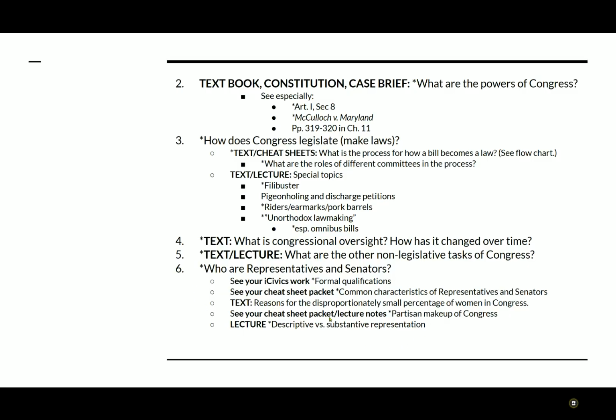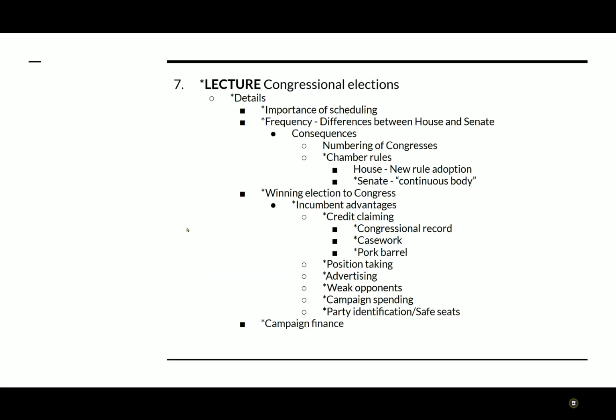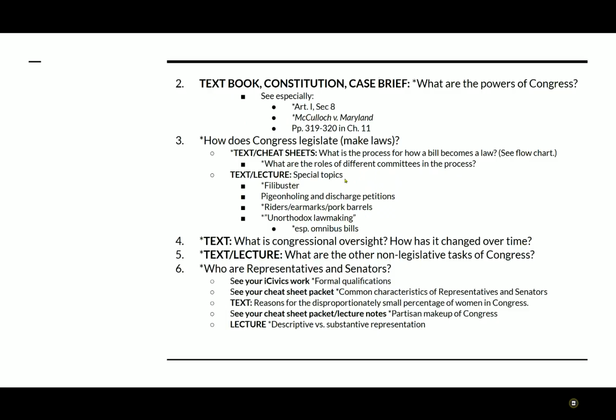Also, who are representatives and senators? And be careful with this. It's not that I expect you to talk about specific real-world representatives and senators, past or present. It is more in terms of a profile of what representatives and senators look like, what their characteristics are.